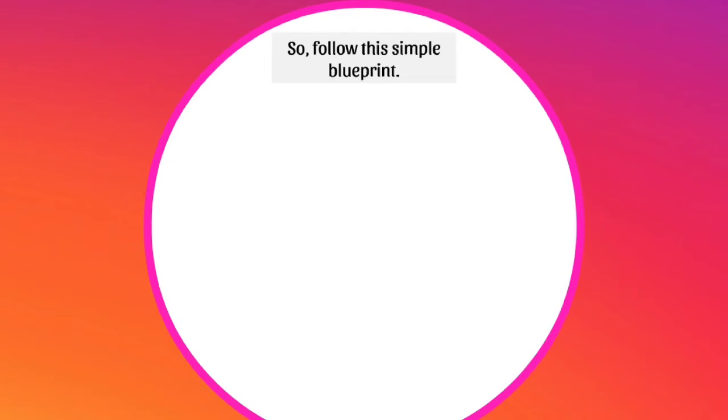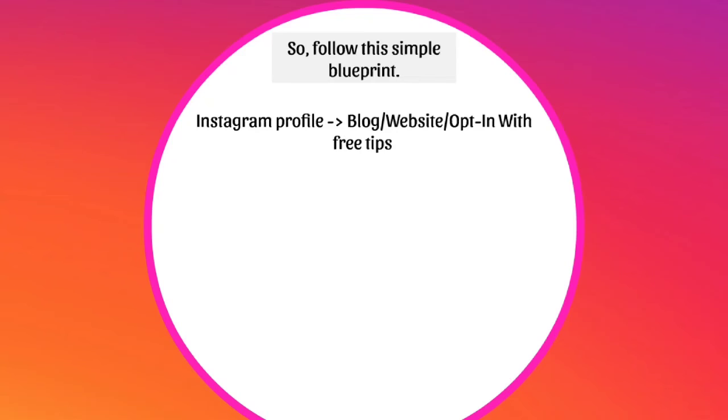So here's a basic blueprint that you can follow. From the Instagram profile, I recommend that you direct them to either a blog, your website, or an opt-in with free tips. So you're still trying to build their trust. They're still semi-cold traffic. If you send them to a blog with more content, more free information, then that's going to gain their trust. They're more likely to want more, right? Or if you're a brand, you can send them directly to your website and they can buy the products. But at the end of the day, you can use an opt-in with free tips or a squeeze page to build your list first.